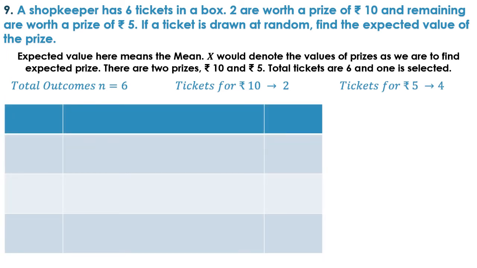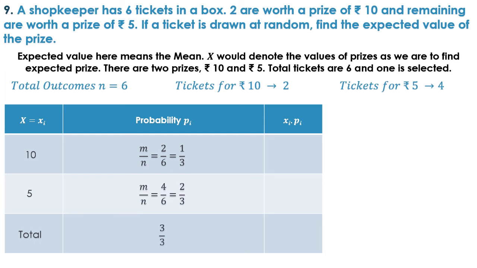Let's make a small table here, which is not that small. Probability, and because we need to find the expected value, price of 10, price of 5 and the total. Okay, now because we have the price of 10, favorable outcomes upon total outcomes, 2 upon 6, that is 1 upon 3. Similarly for the price of 5, favorable upon total, 4 upon 6, that is 2 upon 3, and when we make a total, it is 3 upon 3, that's 1. Okay, that means it is a valid distribution.